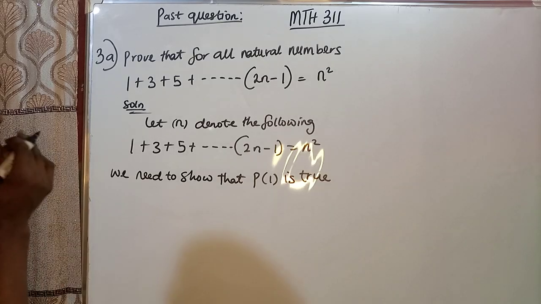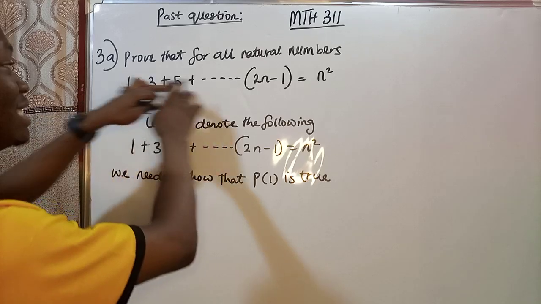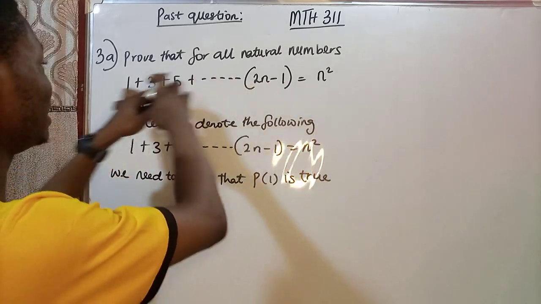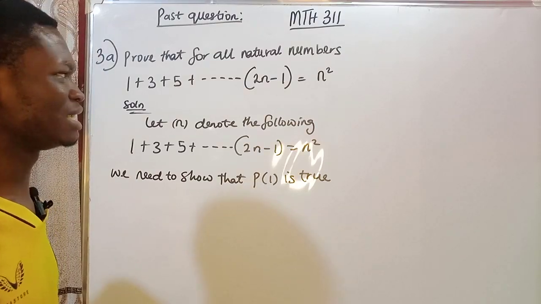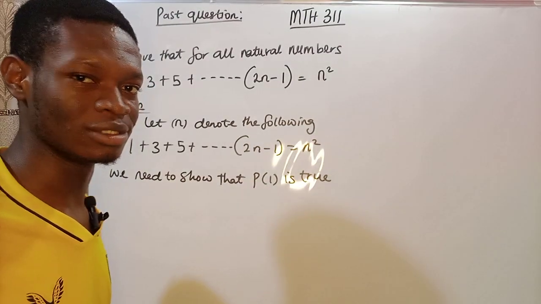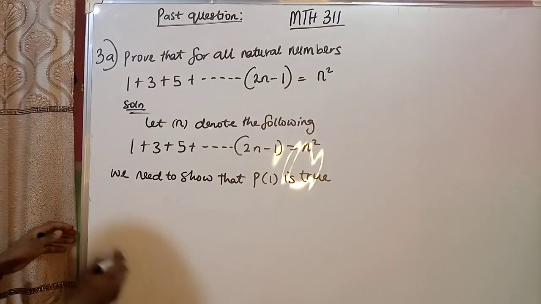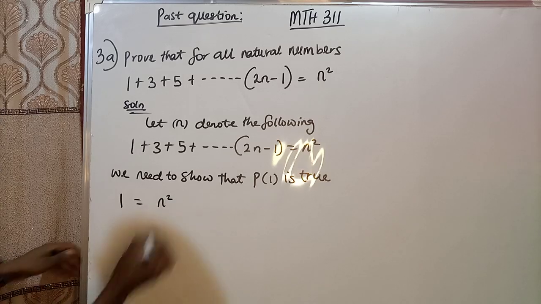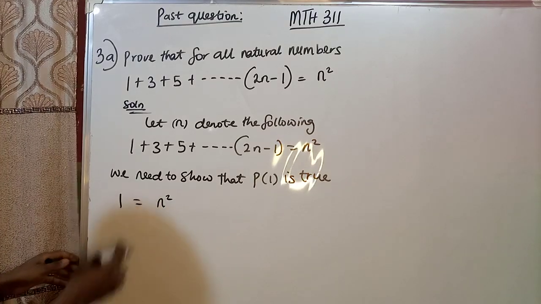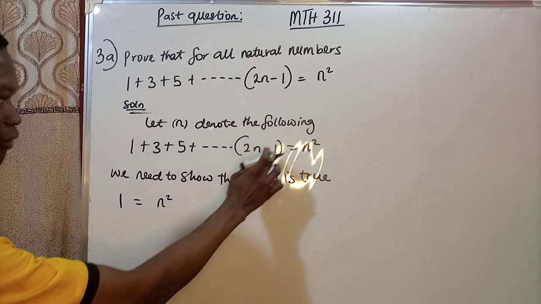Now let's prove it. They are telling us that this one is equal to this thing here, and this one is equal to this thing here also. Another person said, no, I do not agree. So what do you want me to do? Okay, let's solve. So they said 1 is equal to n squared. Let's check. Remember, P of 1, let n denote the following.